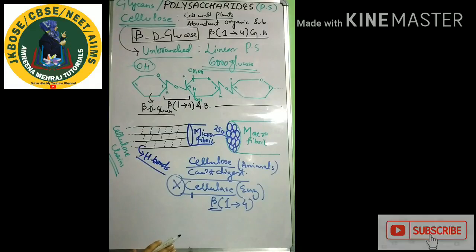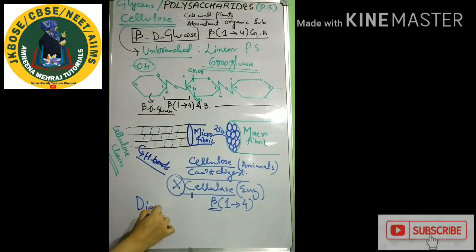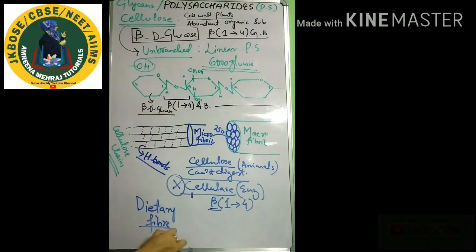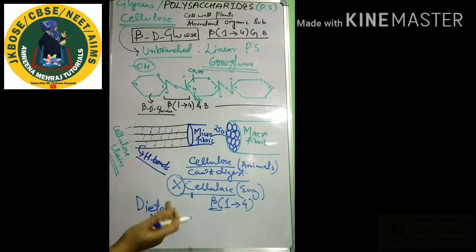Okay, but this cellulose is very important because it forms a part of our dietary fiber, which is very important for maintaining the gut health, and for preventing constipation and other problems.